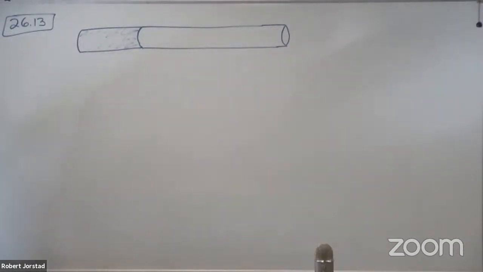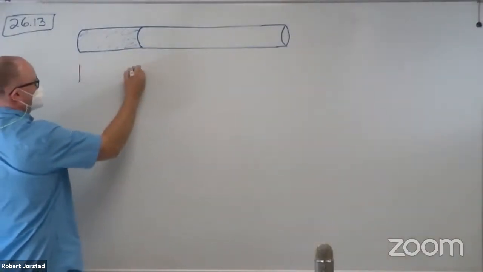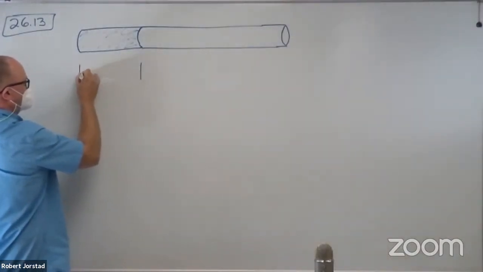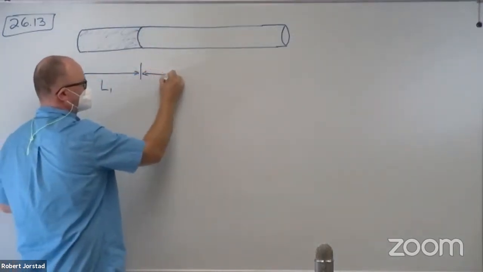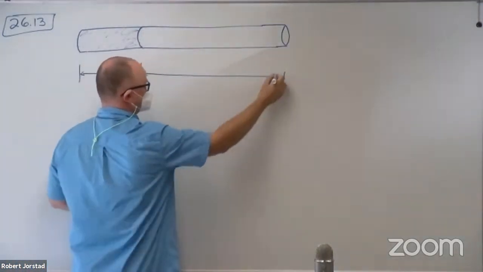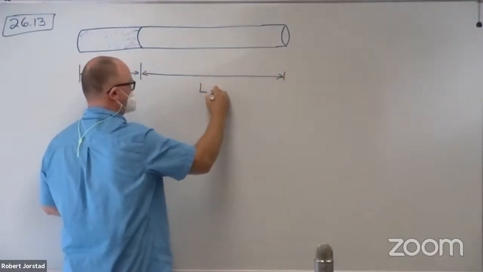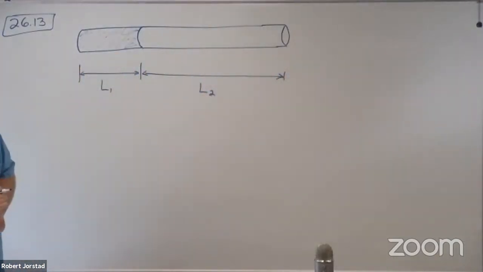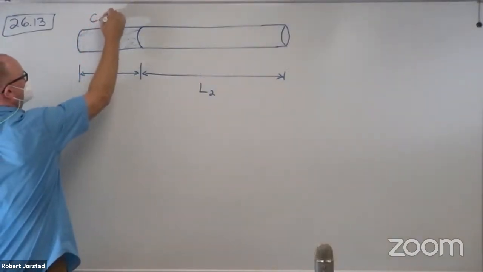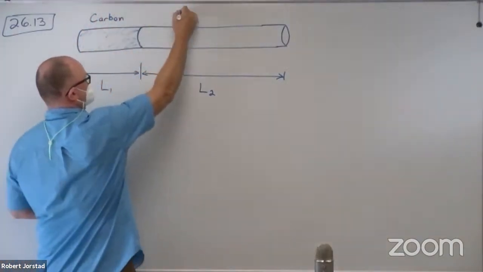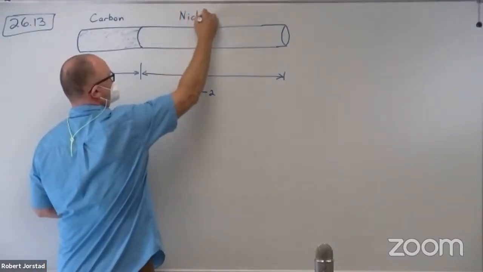All right, so, okay. Now, in this case, let's say this is length 1. This is length 2. I guess I'm going to assume this is carbon. Is that what I called it? And this is nichrome. It doesn't really matter.